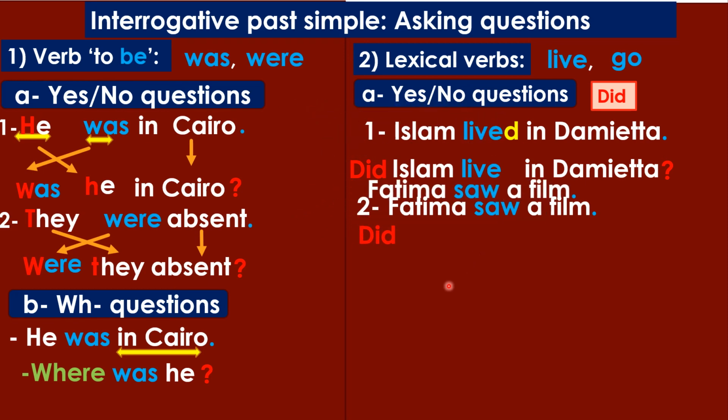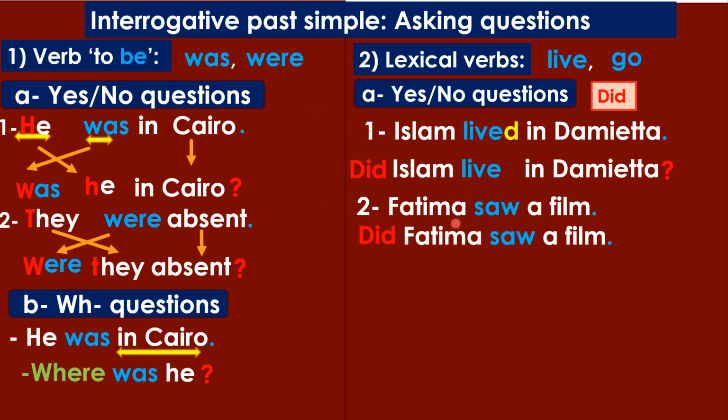We're going to use did, and again, we're going to have the same sentence. Did Fatma saw a film? Of course, we're going to change saw into see, okay? هنغير saw إلى see. This is the infinitive, and again we are going to delete the full stop and add a question mark.